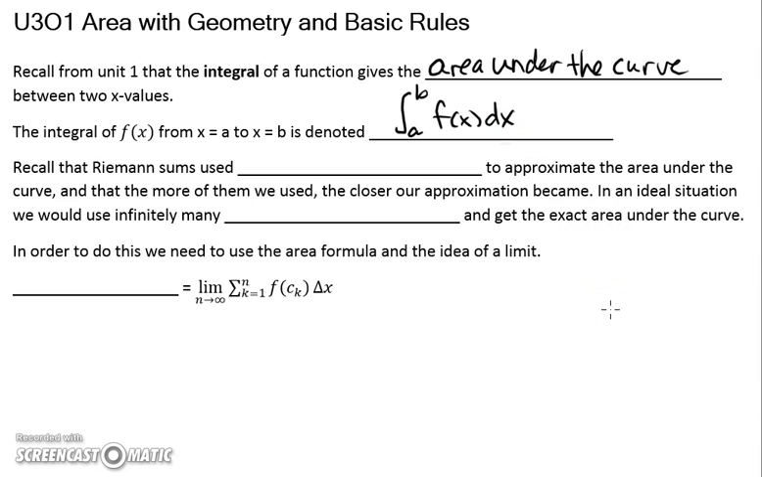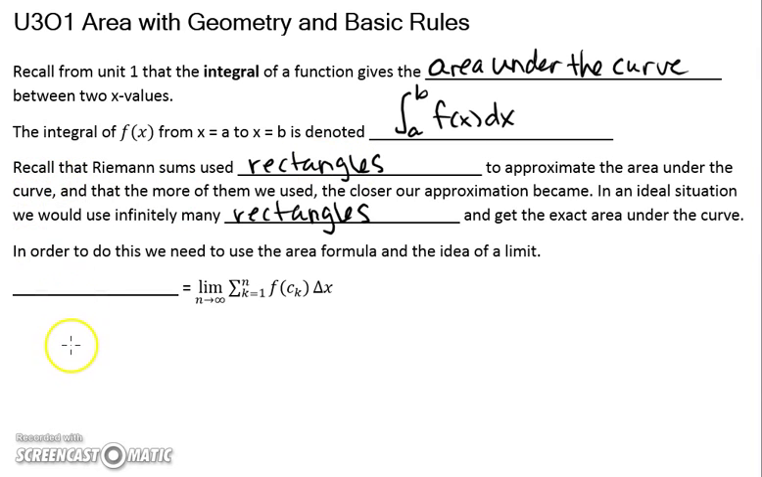Now, also we need to recall that Riemann sums used rectangles to approximate the area under the curve, and the more of them that we use, the closer our approximation is going to be. So in an ideal situation, we're going to use infinitely many rectangles to get an exact area under the curve. Now, in order to do this, we're going to need to use the area formula for a rectangle, and the idea of a limit that we don't really have yet, but we can kind of fake our way through for now.